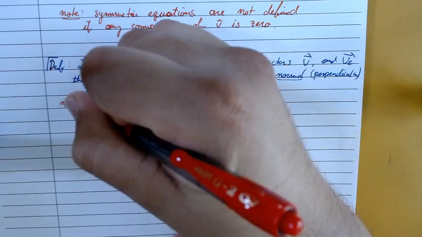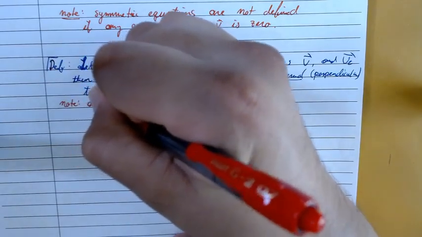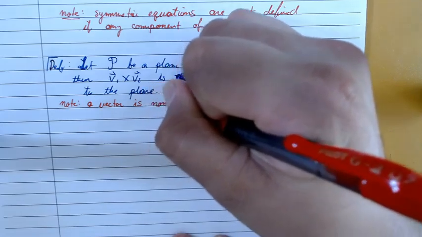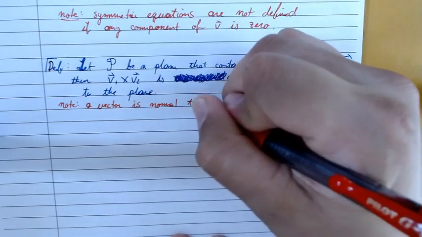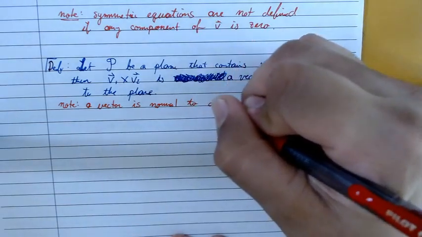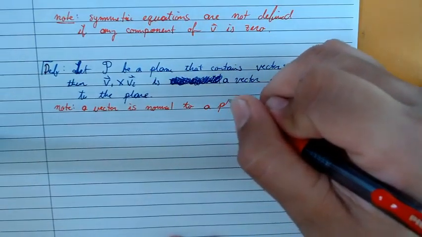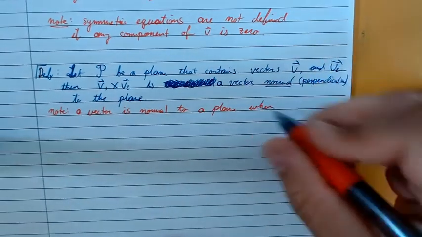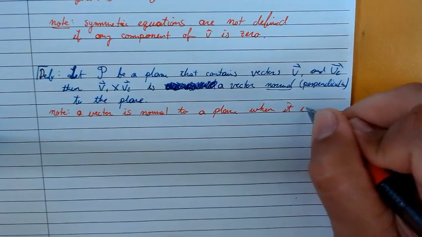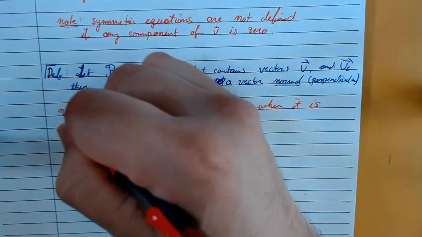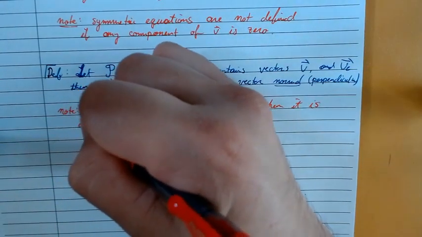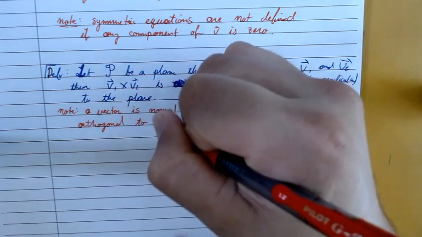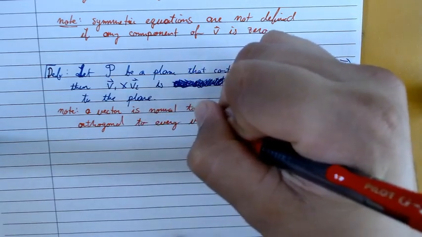A vector is normal to a plane when it is orthogonal to every vector on that plane.